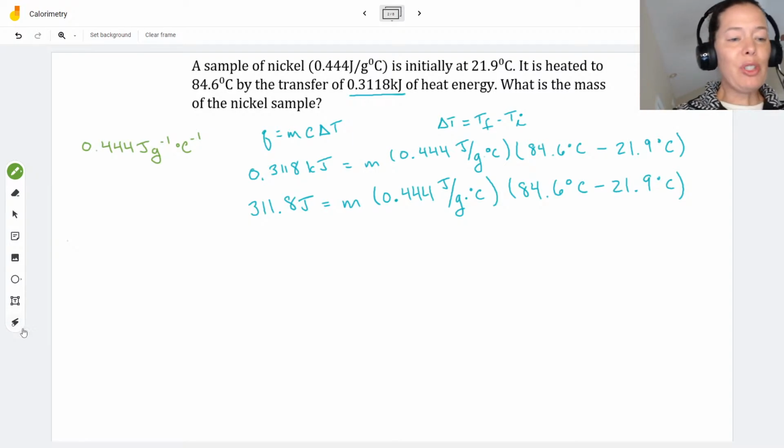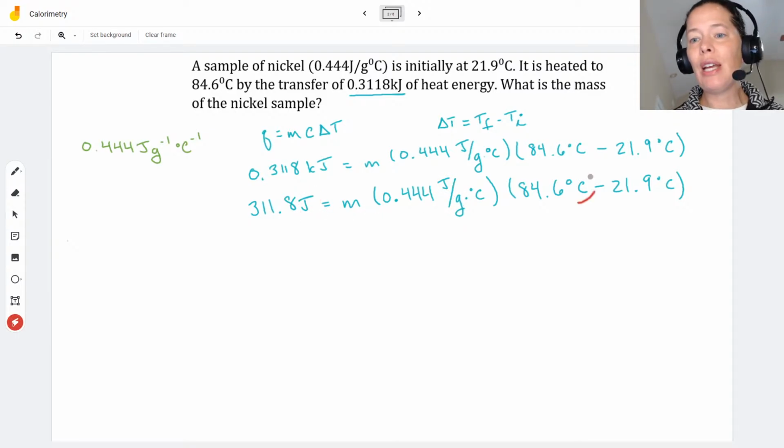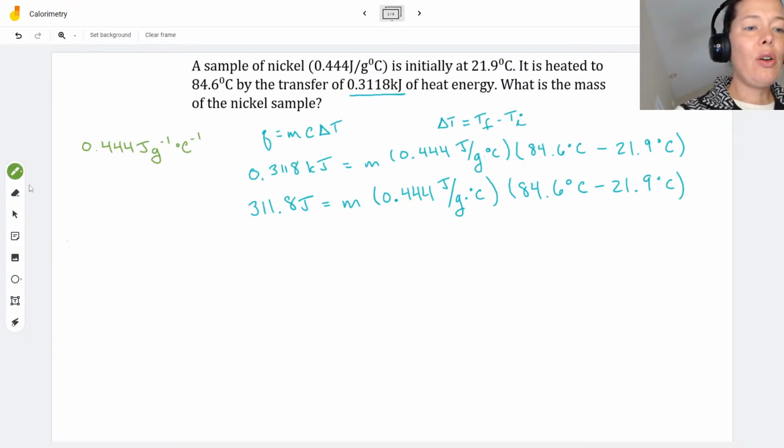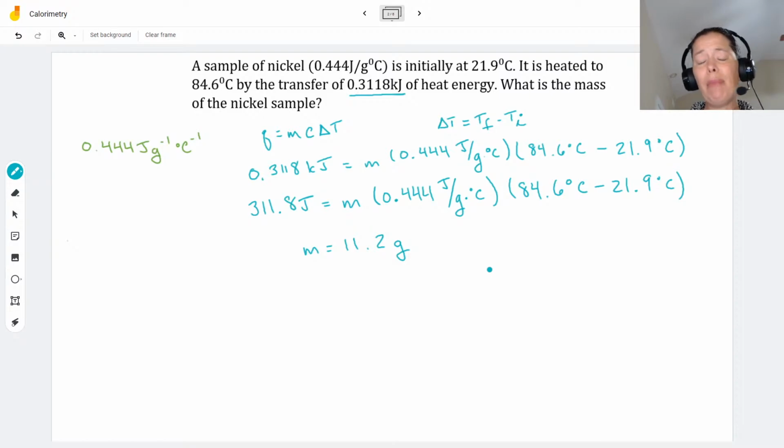All right, so let me double check my units. So joules and joules are good. Of course, my mass is going to come out in grams, which is perfect. This is going to give me degrees Celsius, and I've got degrees Celsius here. So now I'm ready to plug and chug into my calculator. So solving for mass, I'm going to get a mass of 11.2 grams.